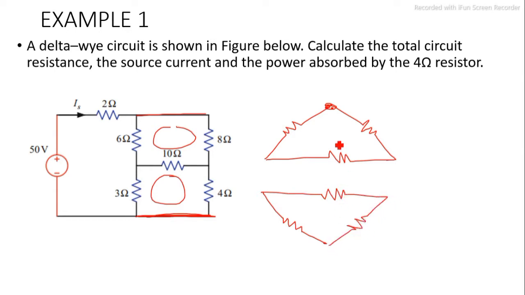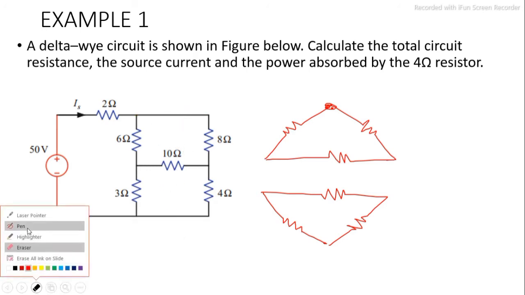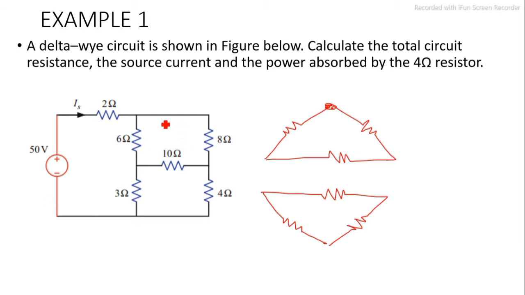So you notice that this is a delta and this is a delta. So let's convert it to Y connection. By converting to Y connection, it's very easy for us to see. So let me show you the Y. If it is connected to Y now, you're going to have something like this.